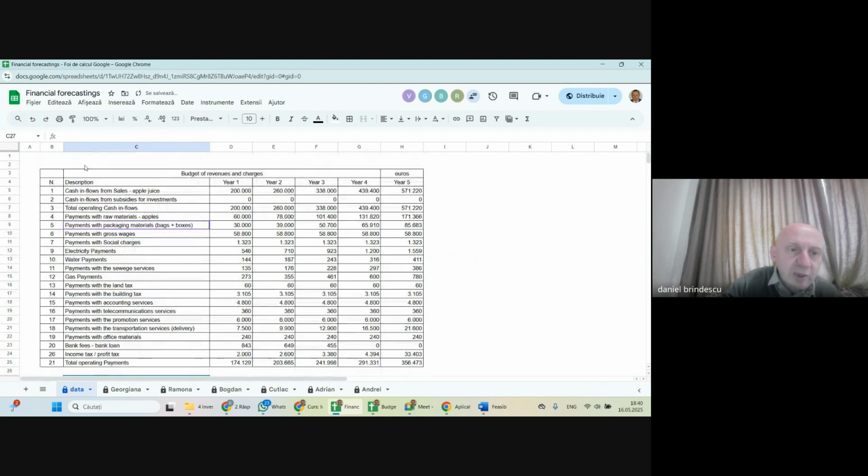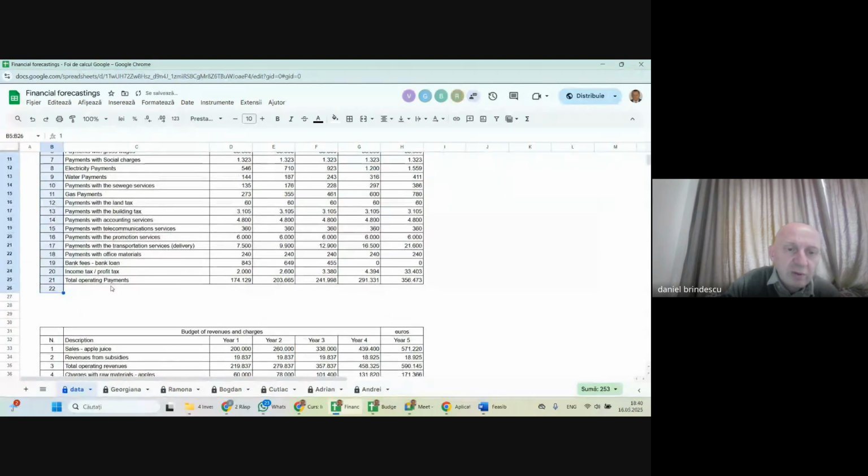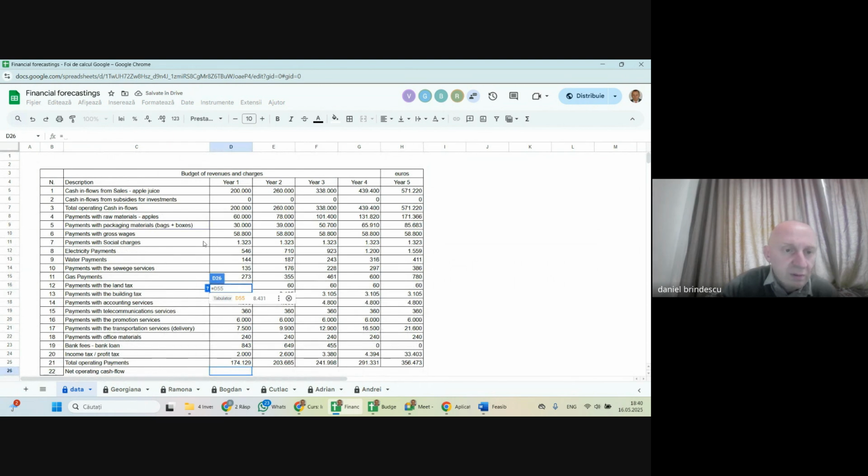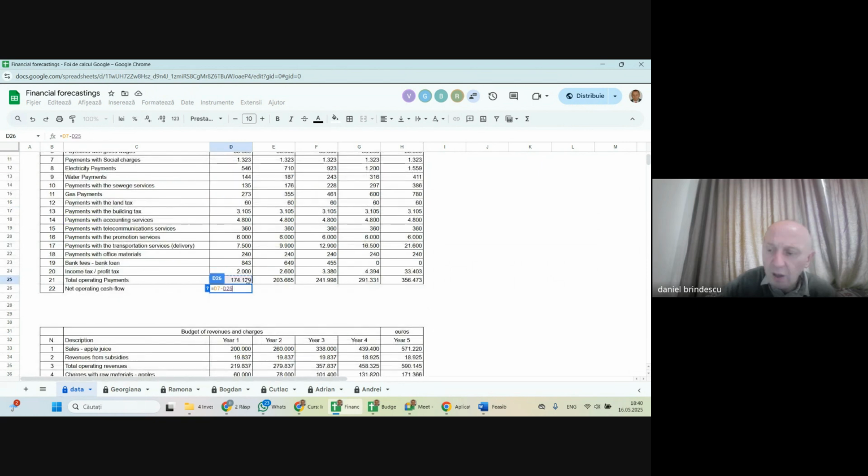And there's a difference between the inflows and the cash outflows. I'm going to calculate the net operating cash flow. Again, the annual difference between the cash inflows and the cash outflows from operations.